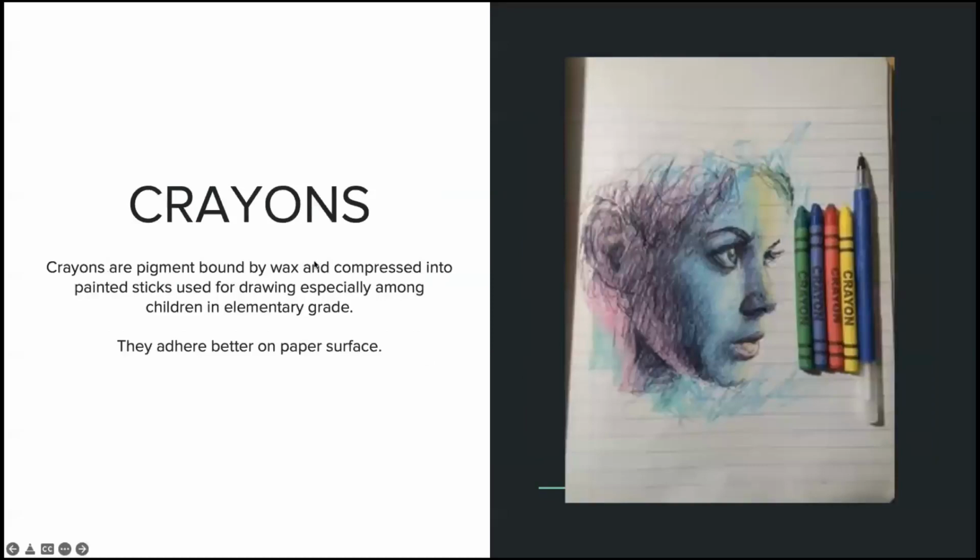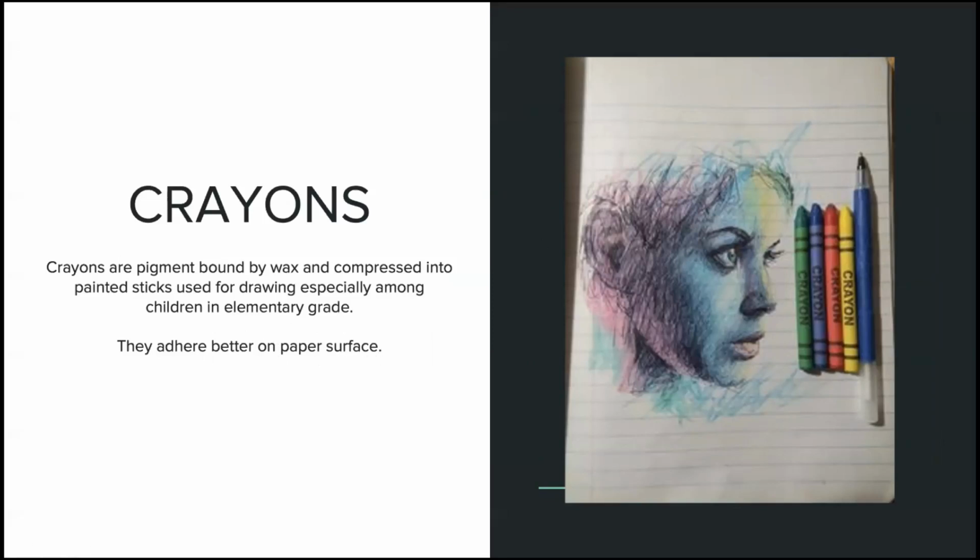Next is crayons. Again, this one is familiar to us in our elementary art classes. Crayons are pigment bound by wax and compressed into sticks used for drawing, especially among children in elementary grade. So true enough, elementary. They adhere better on paper surface.